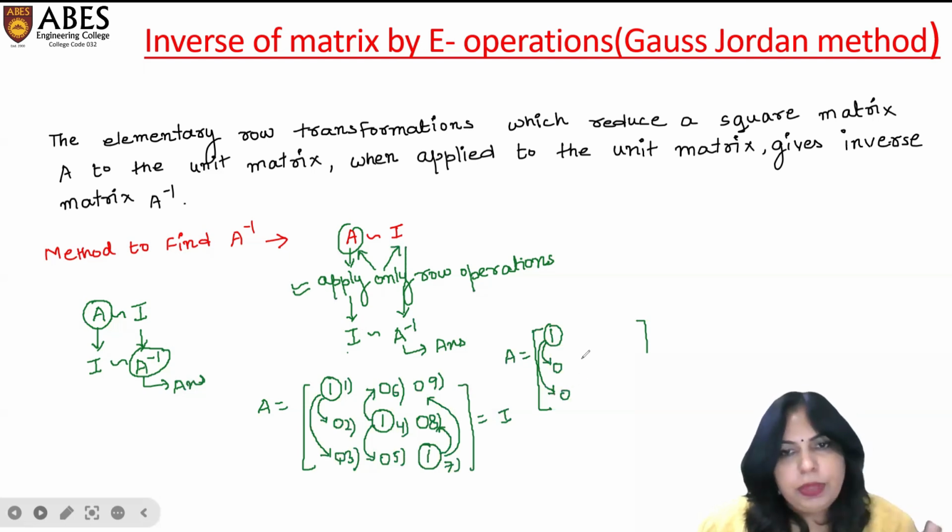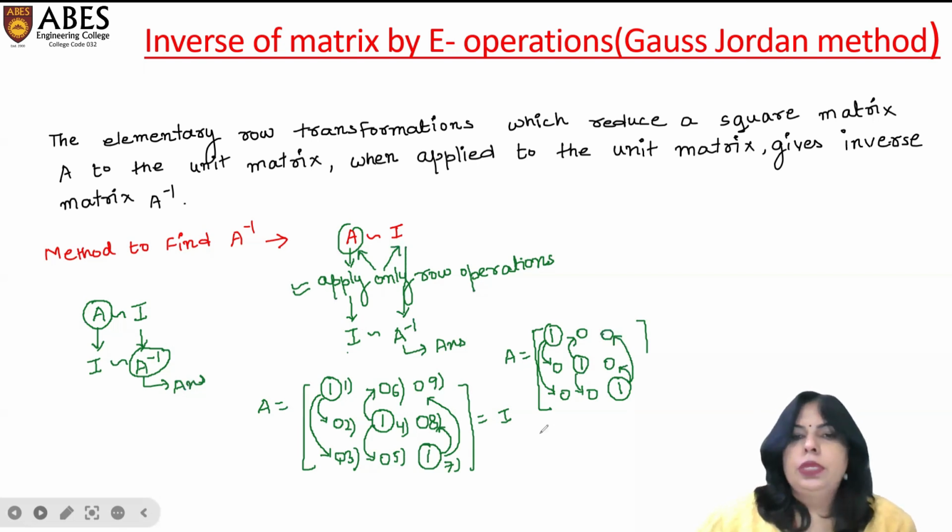Then again make the diagonal element 1, then make above and below elements as 0 with the help of this one. Again make this diagonal element as 1 by using row operation. With the help of this one, make all the above elements as 0. So you will get the identity matrix. You will have to follow this process only to get the A inverse.